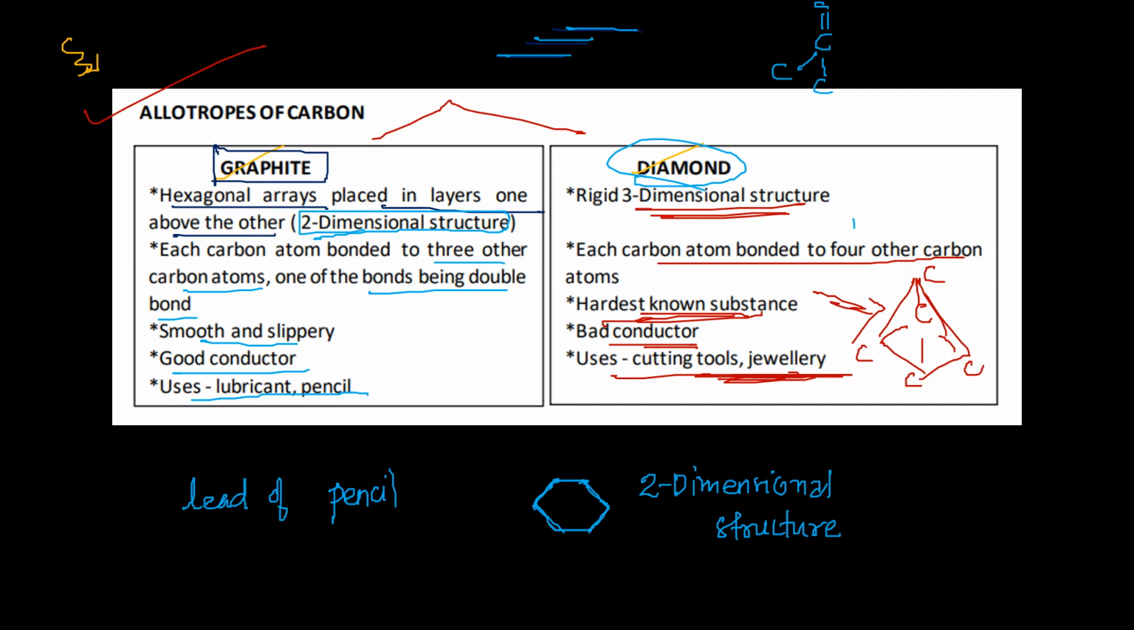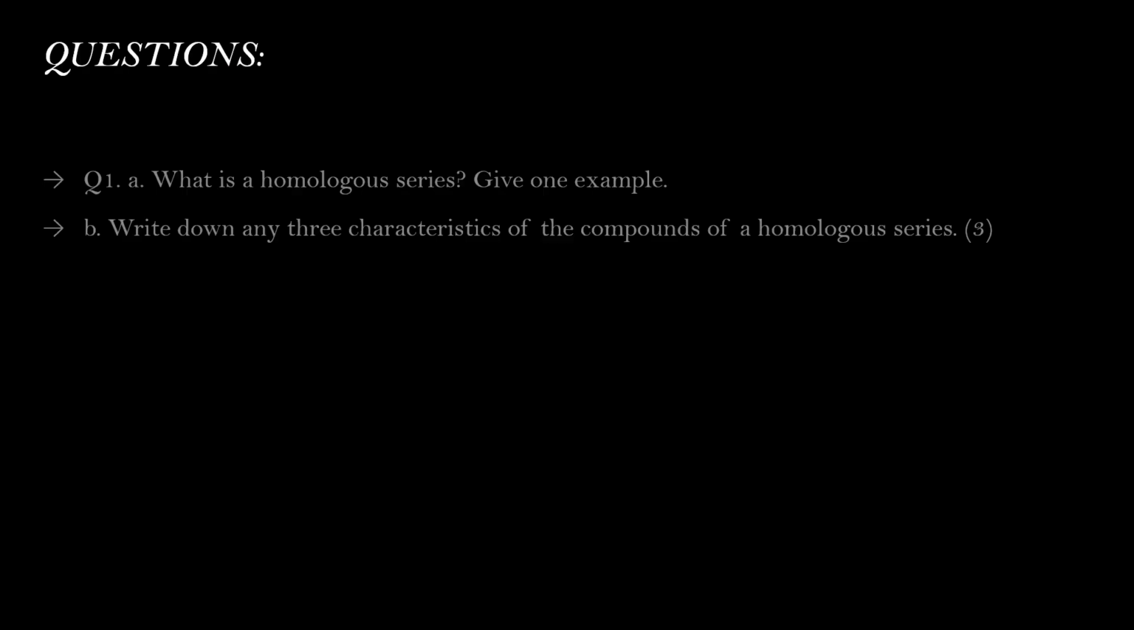That is the reason why a lead pencil, or graphite, is a good conductor of electricity. Graphite is a good conductor because of this double bonded characteristic. Each carbon atom is bonded to three other carbon atoms, one of the bonds is a double bond, and it is a hexagonal array placed in layers one above the other.